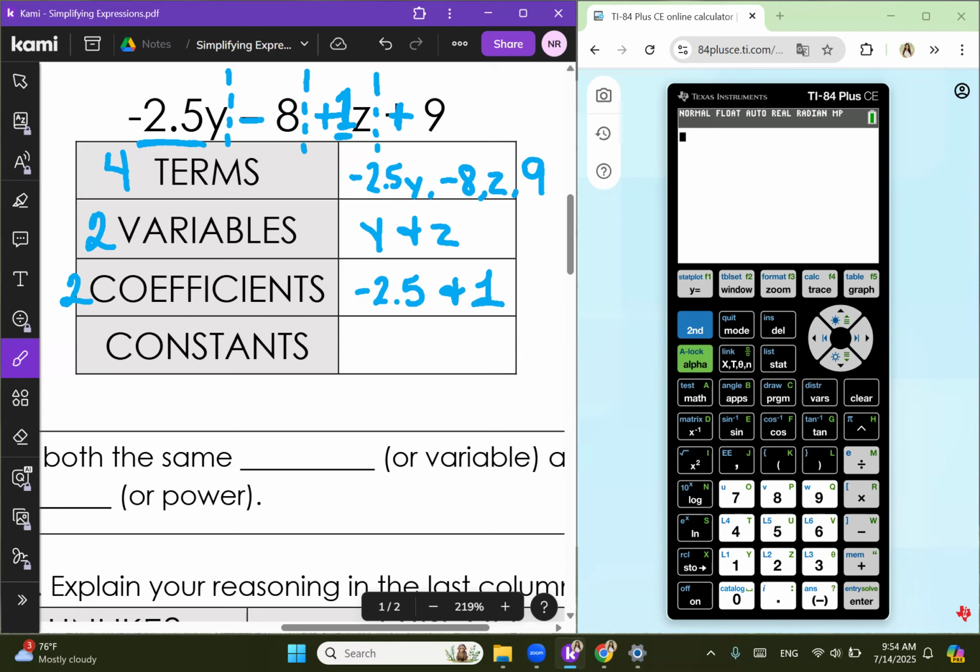Okay. Constants, numbers that are without a variable. There's actually 2 this time. We have a negative 8 and we have a 9.